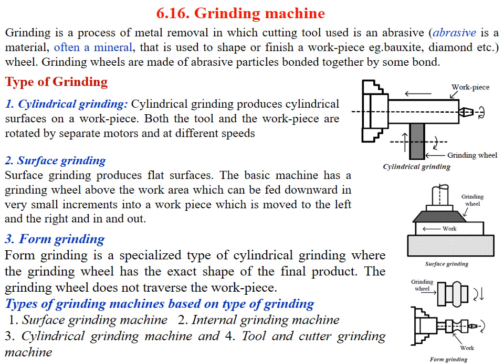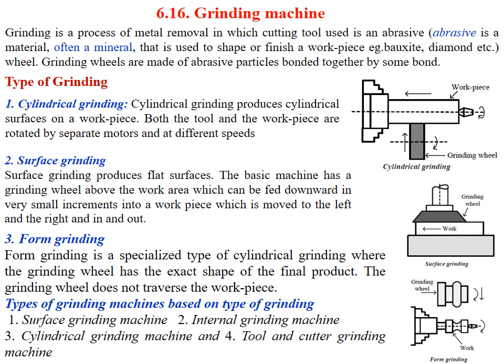Second is the surface grinder machine. It is basically used for producing flat surfaces. The basic machine has a grinding wheel above the work area, which can be fed downward in very small increments into a workpiece. This workpiece will be moving left and right, in a reciprocating motion.